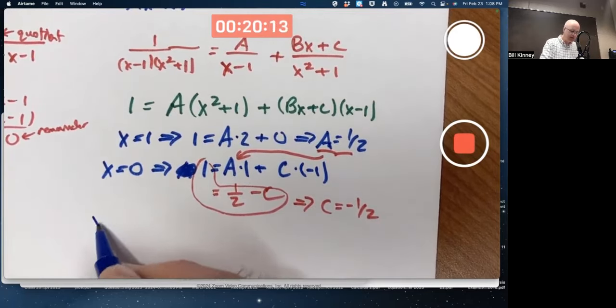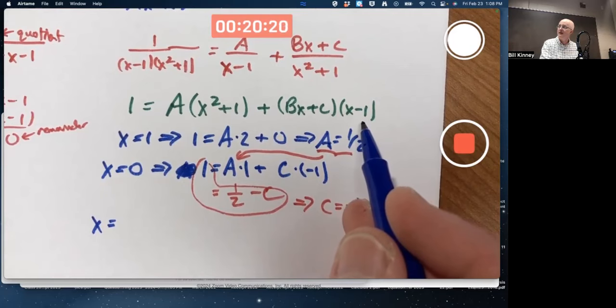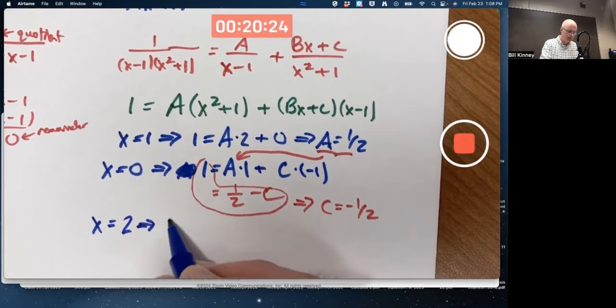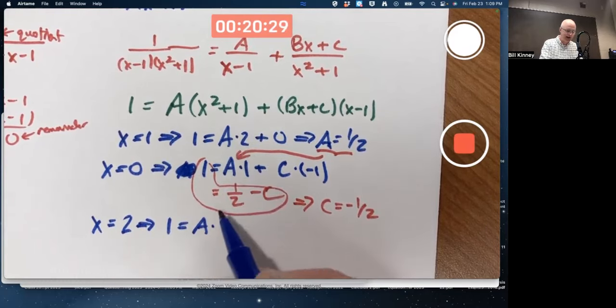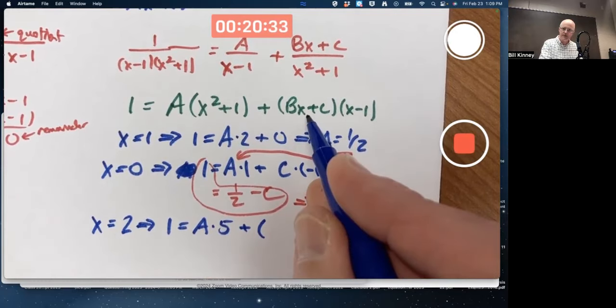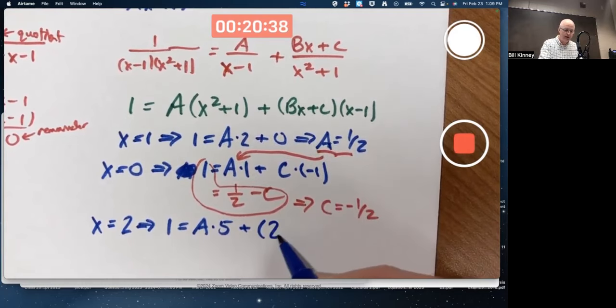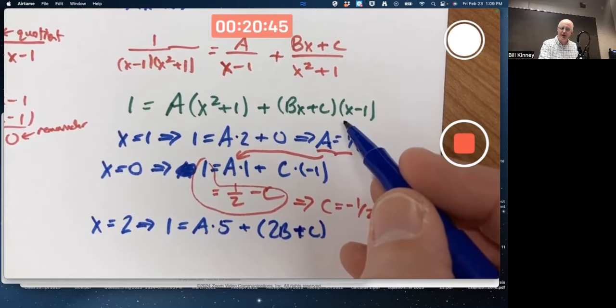What other value of x should I pick? I mean, I could pick -1 maybe, or maybe it's simpler to pick 2 because 2 minus 1 is 1. Try to make things as simple as possible. If x is 2, 2 squared plus 1 is 5. And then over here, plug in x equals 2 right there. I get 2b plus c, right? 2b plus c. I replace the x with 2 right there. Replace this x with 2. 2 minus 1 is 1.